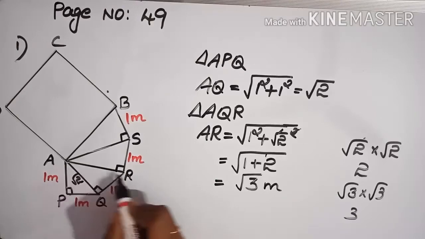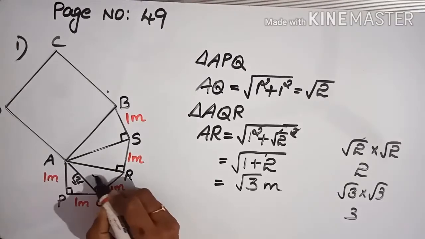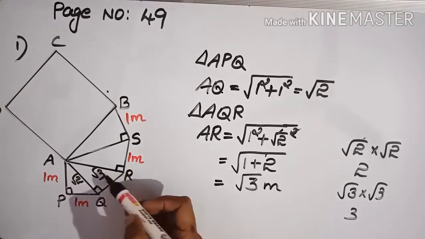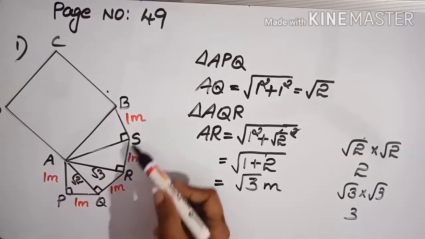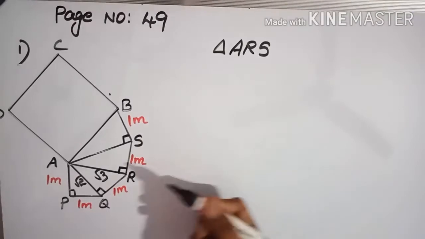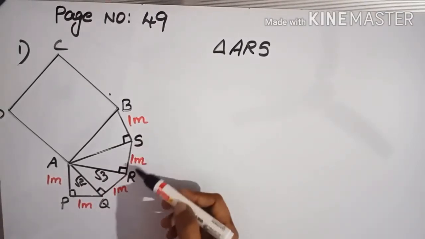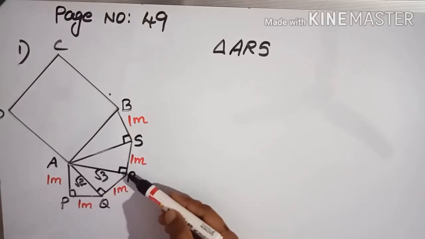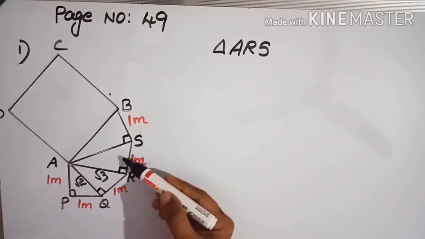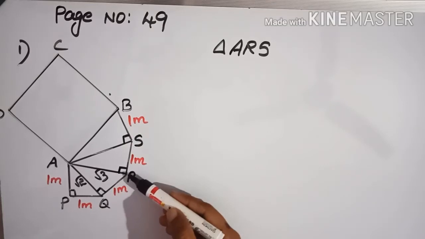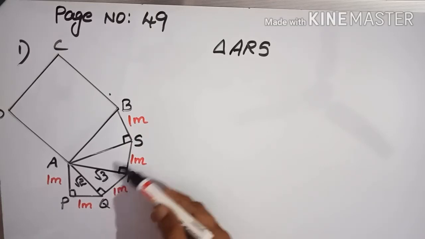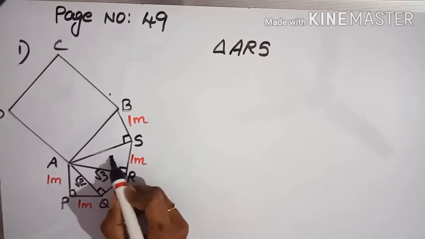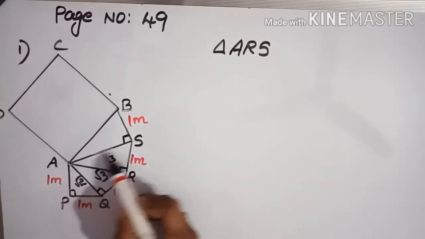Okay, so here the next portion, that is AR is root 3 we got. Similarly, consider the next triangle ARS. So in this triangle ARS, base is same, 1 meter. Altitude is what? It is AR. For the third right triangle, altitude is AR, that is root 3. In order to find the hypotenuse of this third right triangle, hypotenuse is AS.